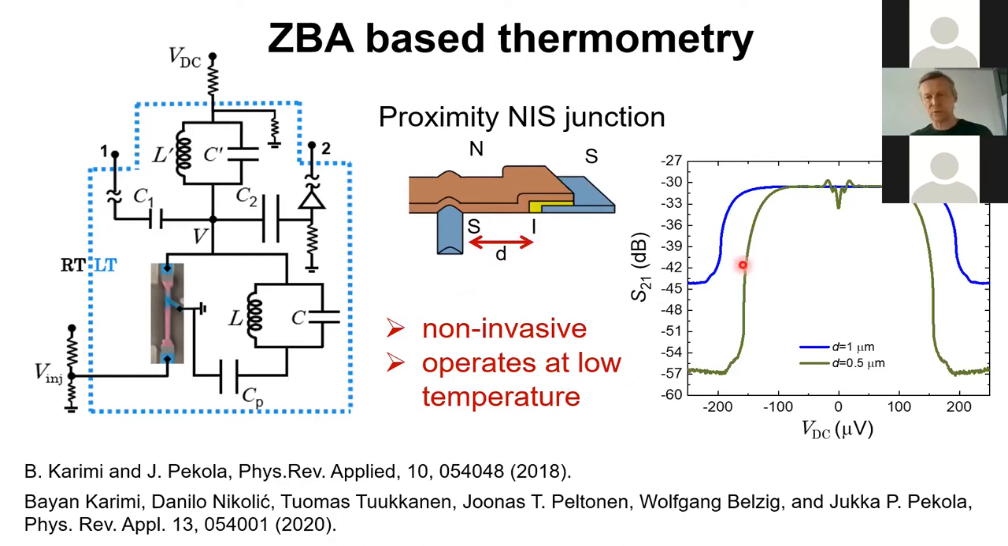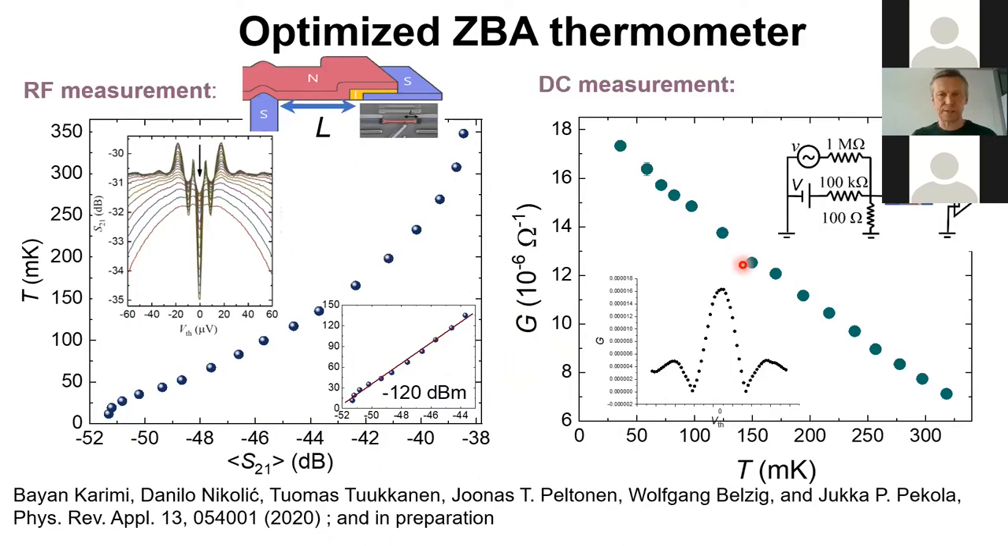So what we can do is optimize this, making this contact closer and closer. And I would say that in our best realizations, we have seen that this junction shows more or less linear temperature dependence down to the lowest temperatures of 20 millikelvin or even sometimes somewhat below. We don't have an analytical form for how the conductance or this S21 depends, but nevertheless, it shows pretty much linear dependence, which is easy for practical measurements.